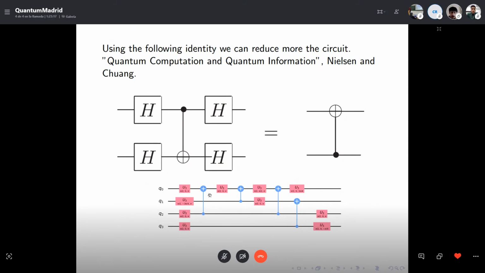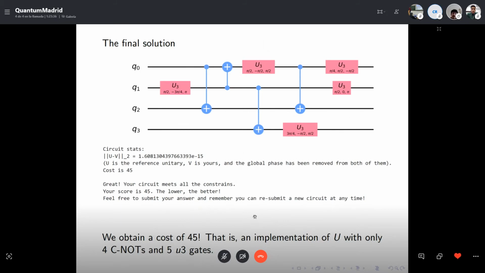And you can apply the same property in this control node and this control node. It's very easy, just seeing the matrices that have a Hadamard near, for example, this one here. So we obtained this final solution. Okay, that was my final solution.